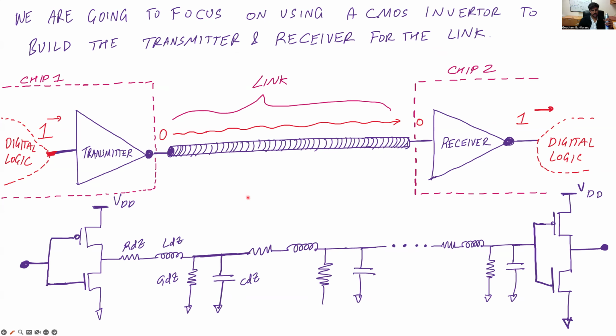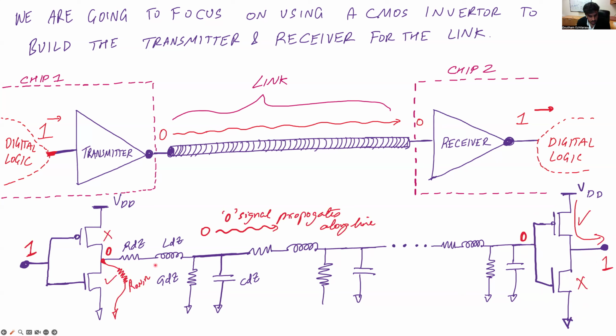So what this will look like in the circuit domain is you basically have some input digital logic here supplying the shorted gates of the PMOS and NMOS. And this inverter is now driving this transmission line, which has an RLGC. And finally, this goes to the shorted gate of the inverter on chip 2, which then supplies some output logic. So now you can see intuitively how this driver would work.